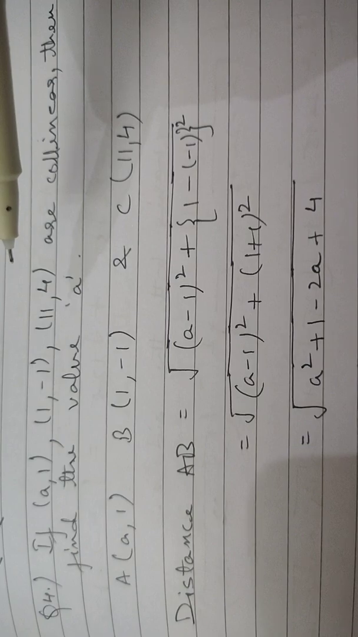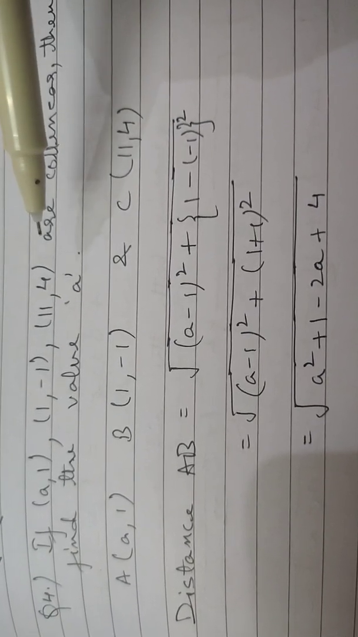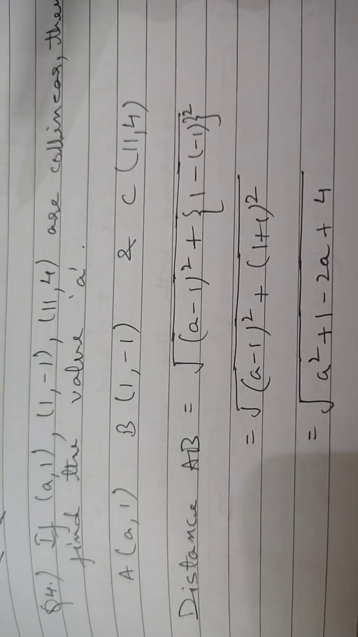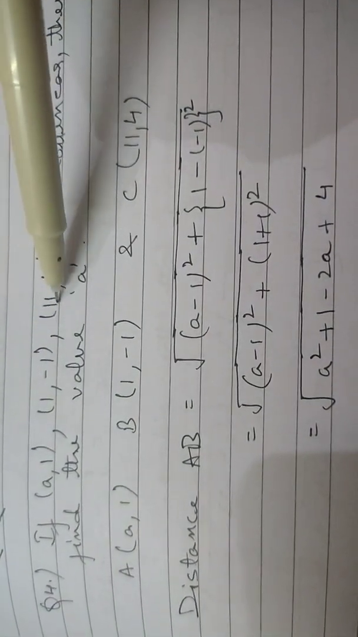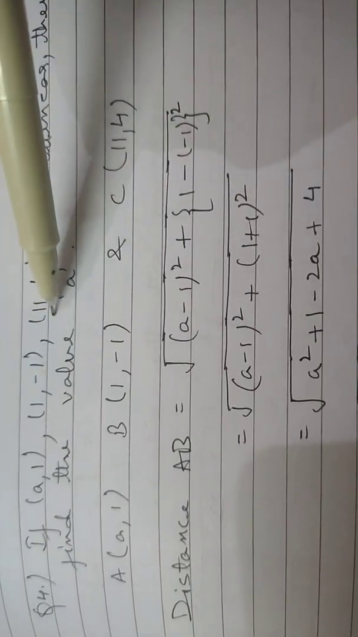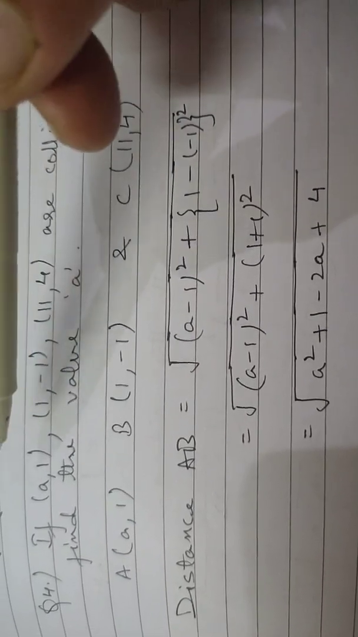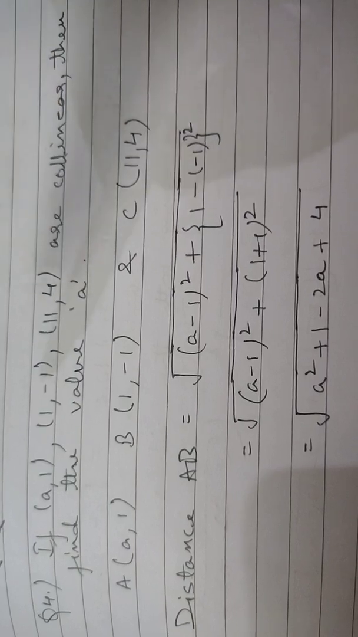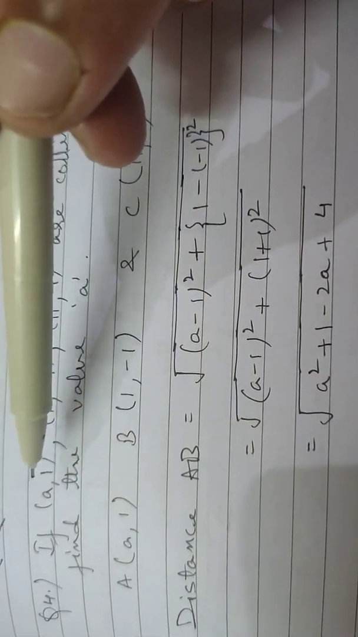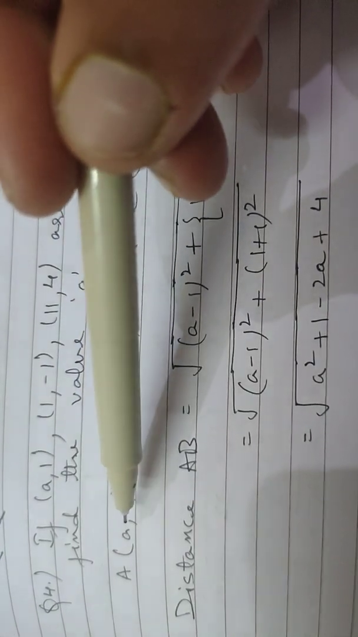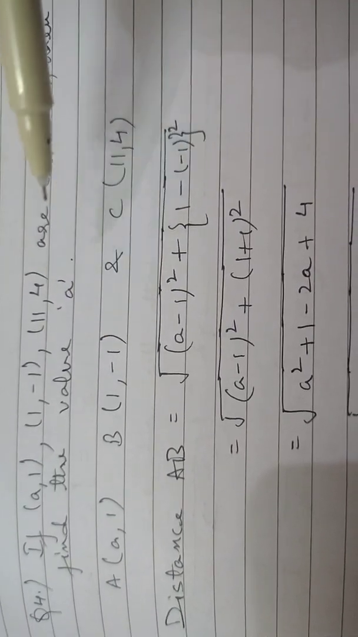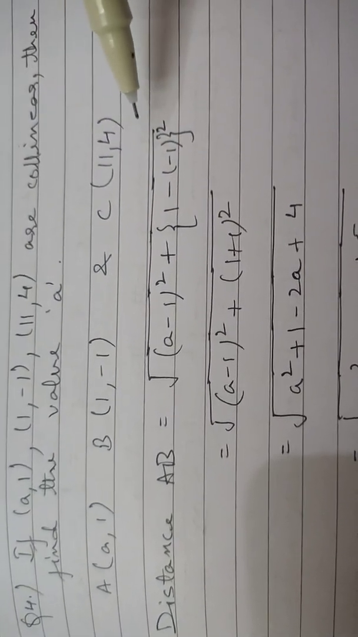I am repeating, collinear points can be proved if the coordinates of any 3 points are given. Collinear points can be proved by taking the distance of the first 2 points and the distance of the last 2 points. When you add these two distances, that will be equal to the distance between the first and the last point. So the same concept we are going to use for finding the abscissa of the first point, represented by a. So A has coordinates (a, 1), B has coordinates (1, -1), and C has coordinates (11, 4).